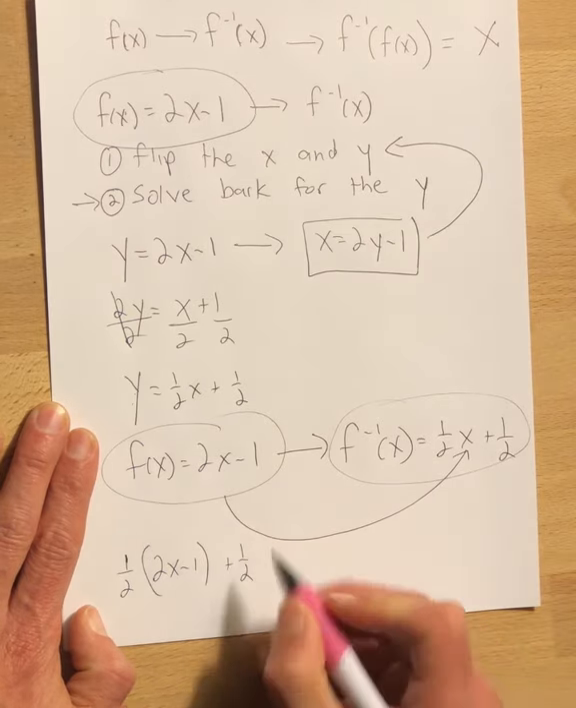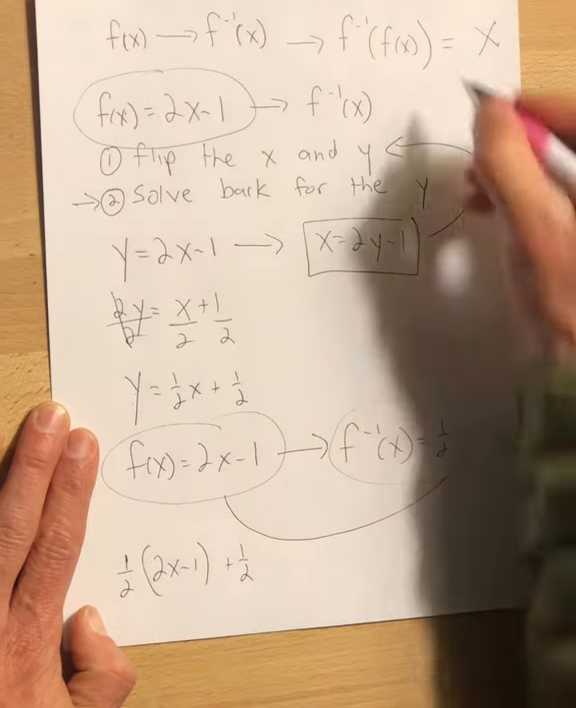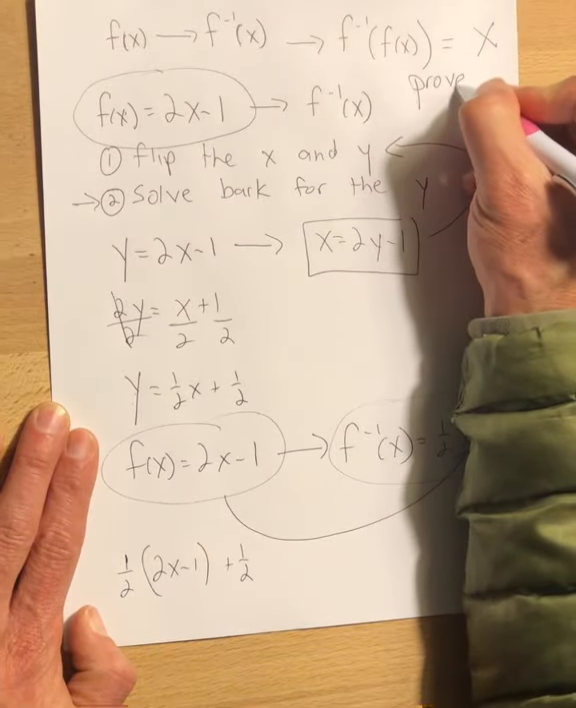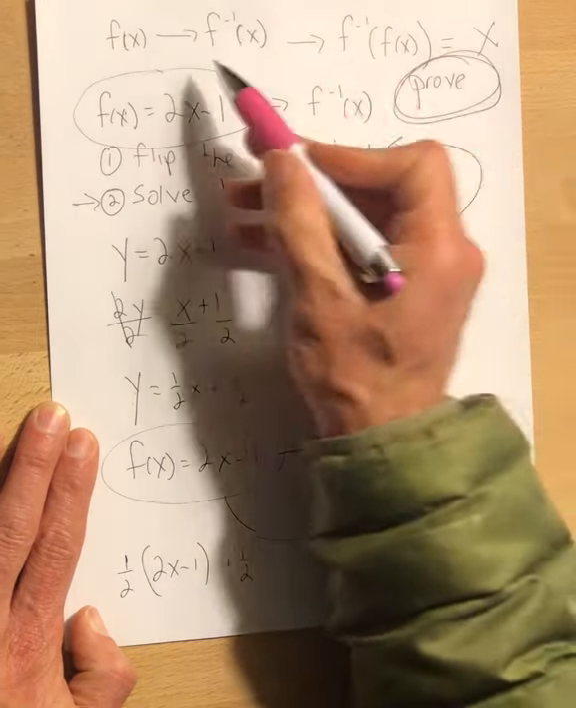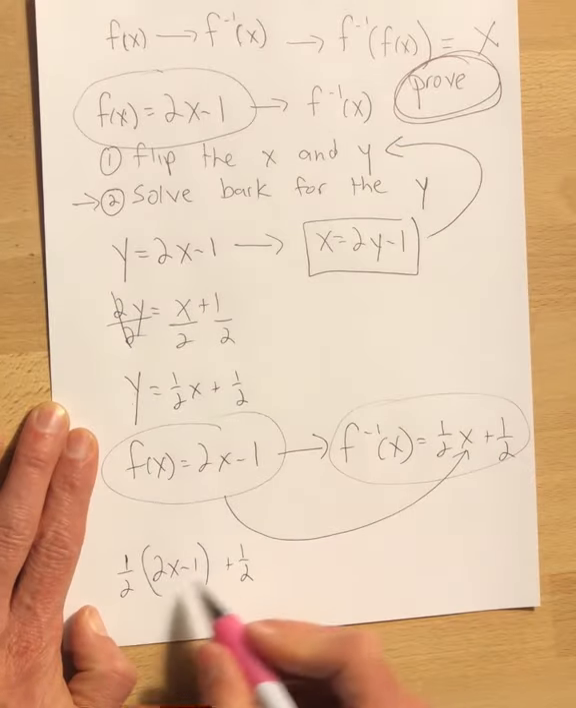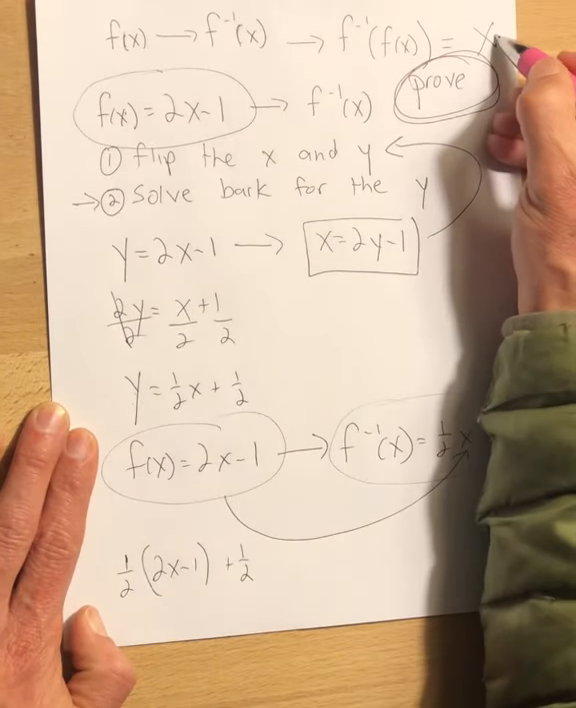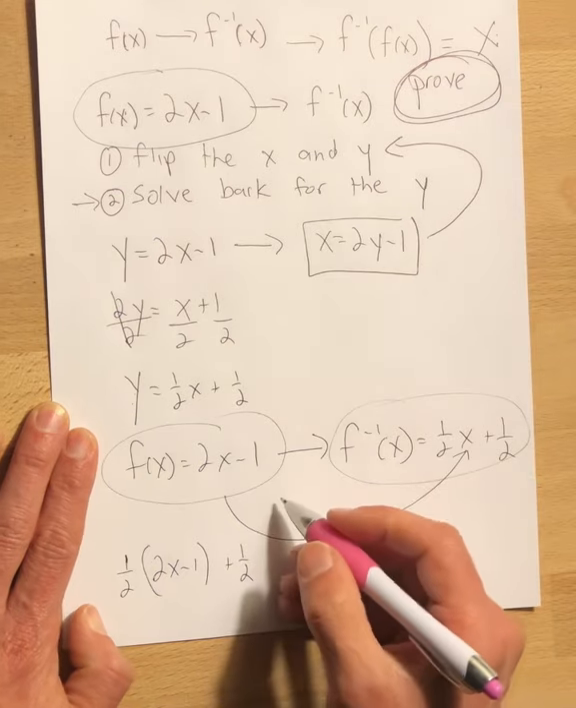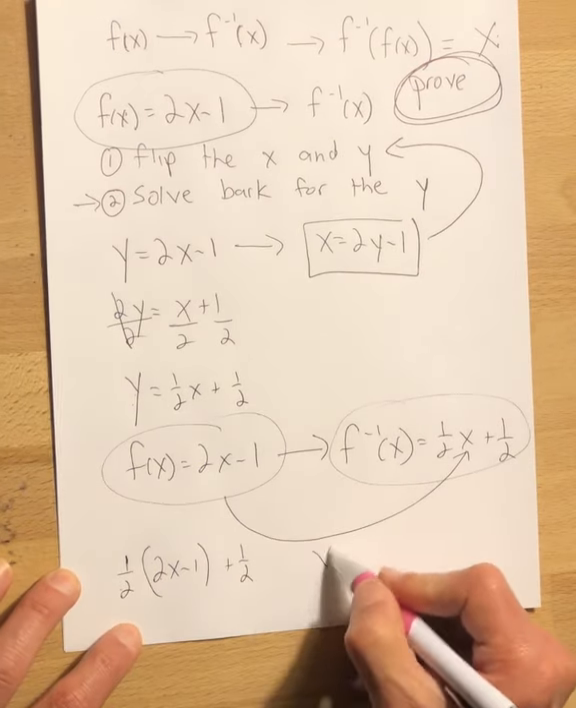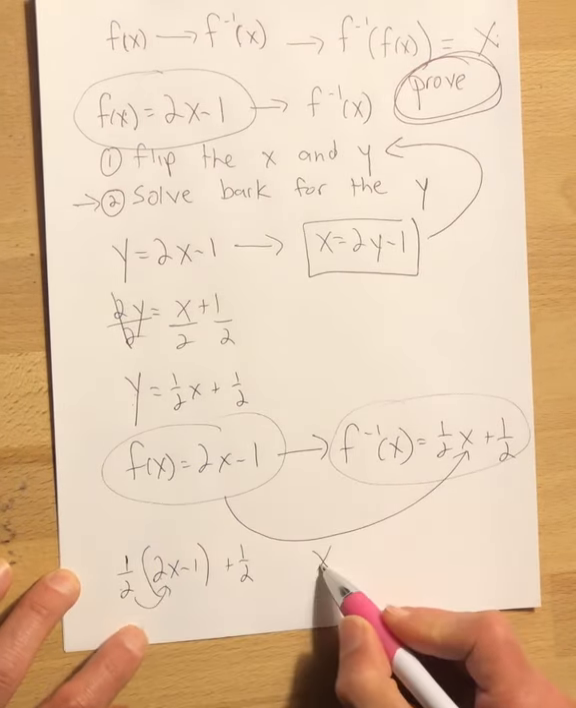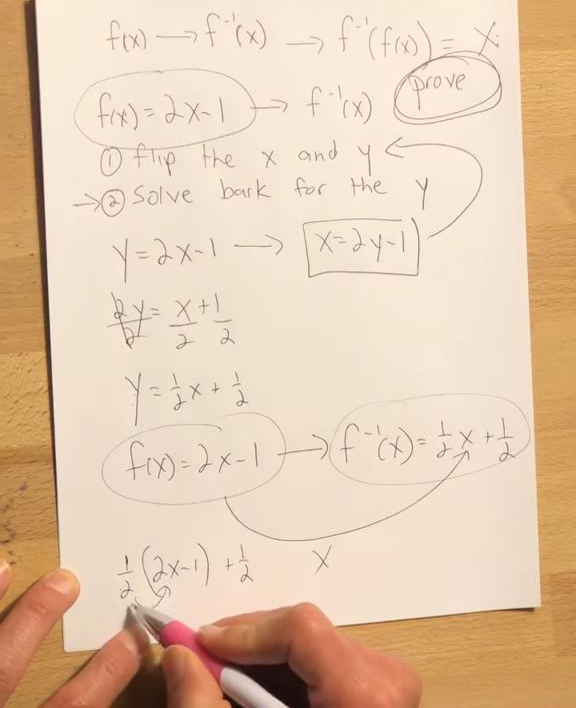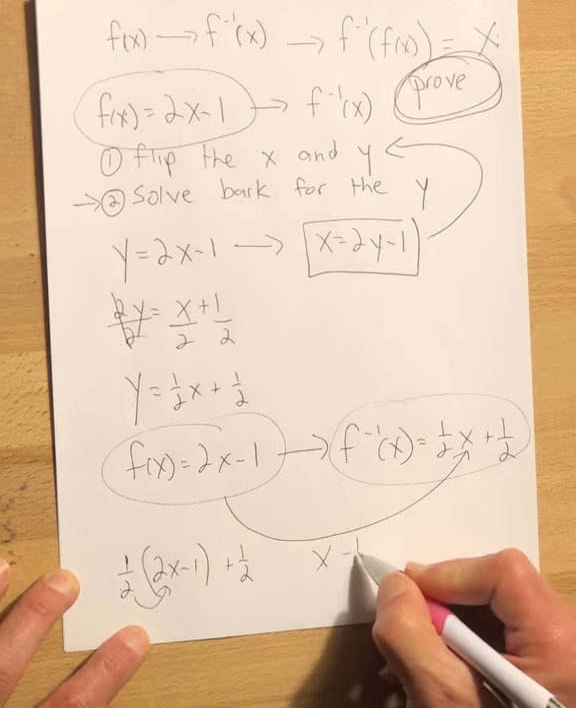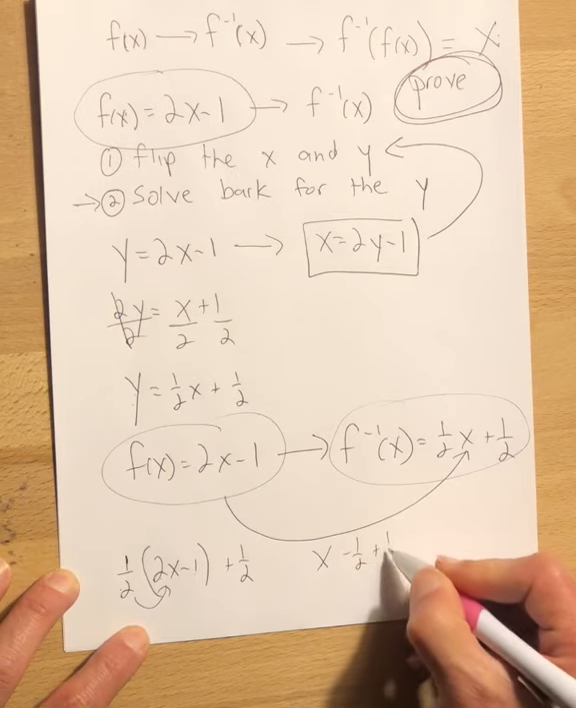The reason I'm doing that is because this is how you prove that these two are true inverses. When I do the math, I should be left with x. Half of 2x is x, if I distribute this. Half of 2x is x. 1/2 times -1 is -1/2, plus 1/2.